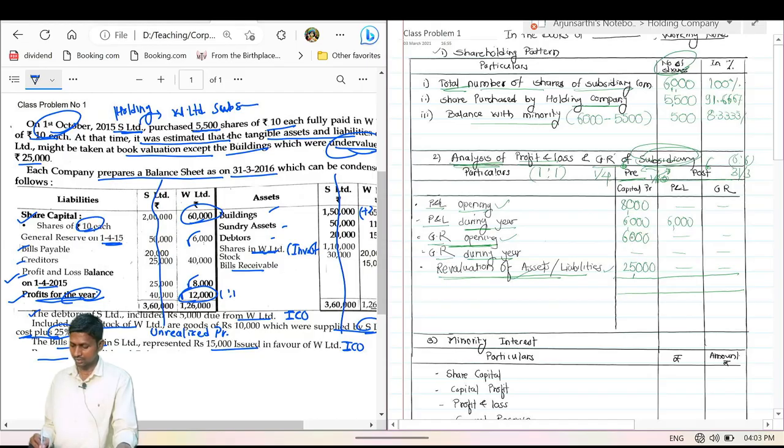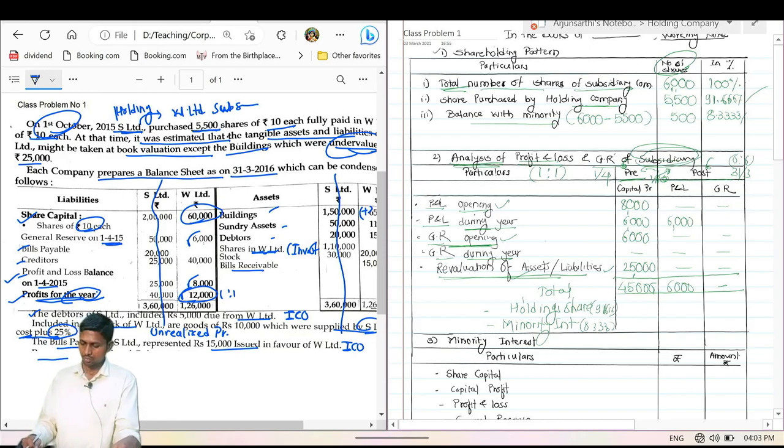Correct. Then you only have to total. 6,612 plus 820, and then here 45,000, and after that 6,000 here. This is your total. Then divide this total into two parts: holding share and minority interest. How much is the holding share? You already calculated 91.666. No need to write here because we already wrote it; it is just because this is the first problem, we'll understand. Minority is 8.3333. Correct. And then 45,000 into 91.66667 percentage.